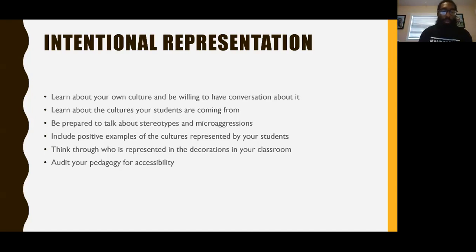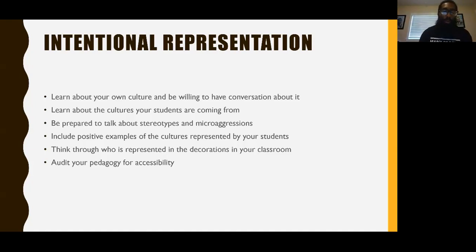When it comes to representation, it's also important to include positive examples of the cultures represented by your students. And so making sure within your curriculum, within the examples that you use to contextualize your content, speakers that you bring into your classroom, et cetera, are they folks that your students can respond to based on some shared experience? And also making sure that experience is not rooted solely in the negative. So acknowledging that marginalization exists, bringing in folks that can articulate that, but also folks that are able to highlight the resiliency within those populations as well.